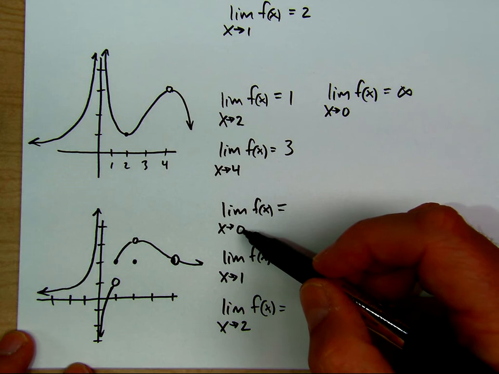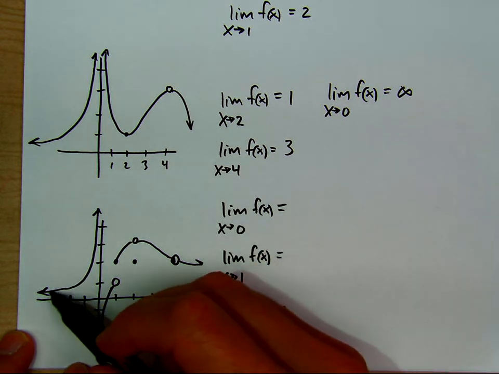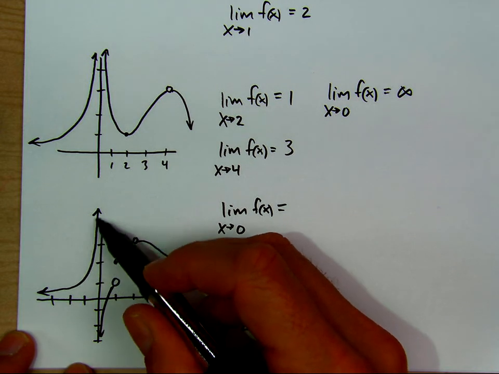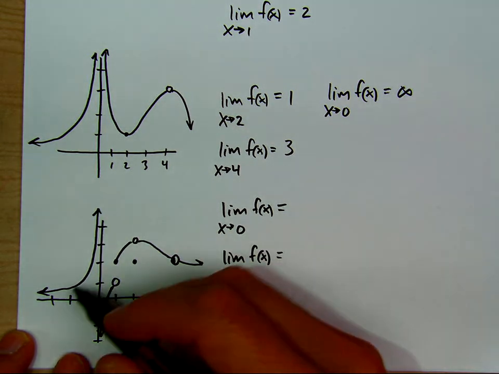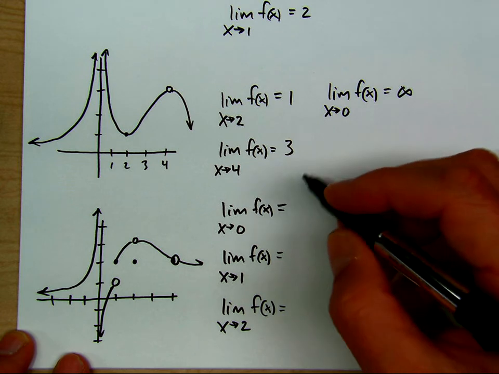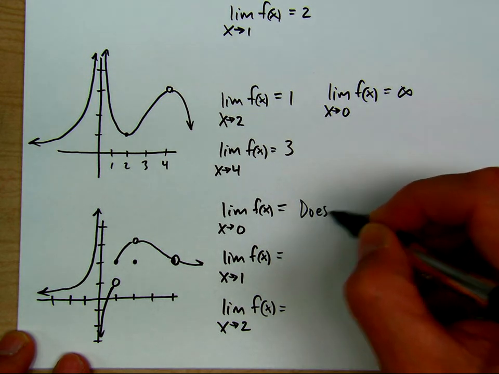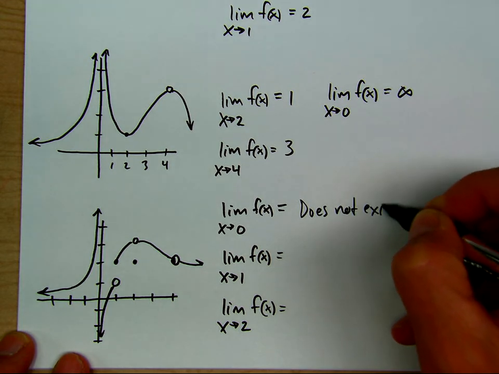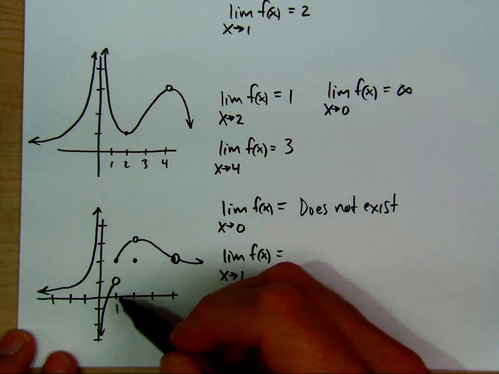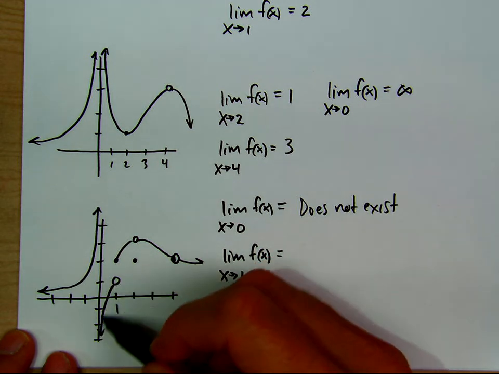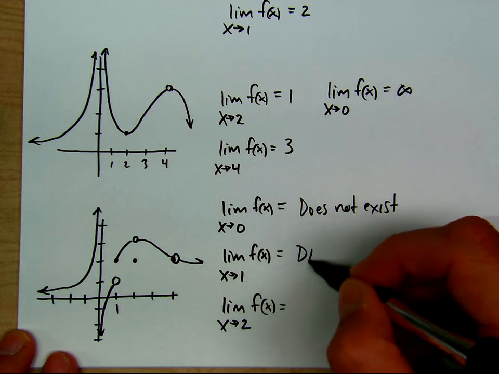As x goes to 0, here's 0 on the x-axis. What's happening to the graph from the left? It's going to infinity. From the right, it's going to negative infinity. So because the graph is going in two different directions, we say that this does not exist. As x goes to 1, here's 1, and from the left, the graph is approaching 1. From the right, the graph is approaching 2. So that limit does not exist.